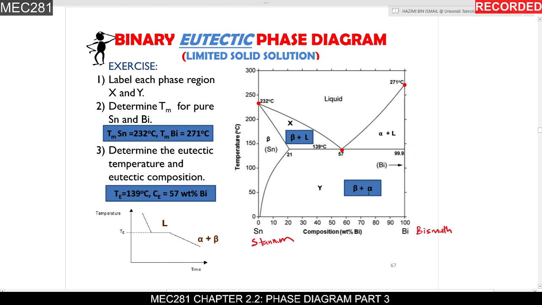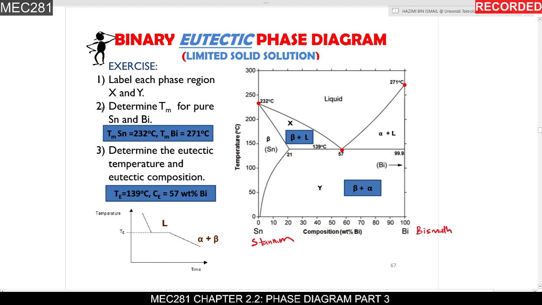So Y here is the lower region, the same as in the eutectic with no solid solutions. This one is completely solid, but a complete solid of two elements: one is the tin and one is the bismuth. So the symbols are beta and alpha. So the phase region in X is beta plus liquid L, and Y here is beta plus alpha.